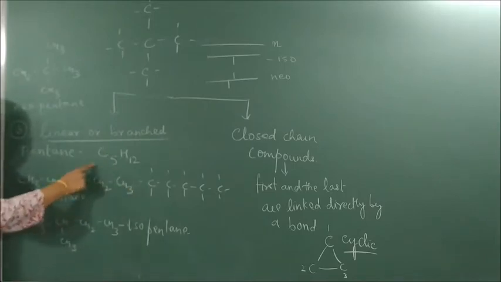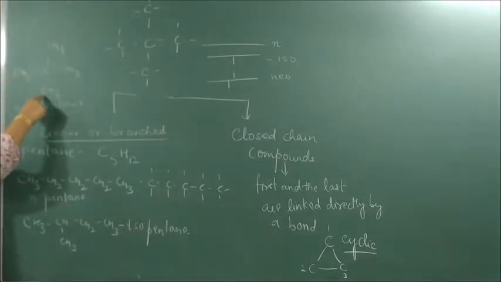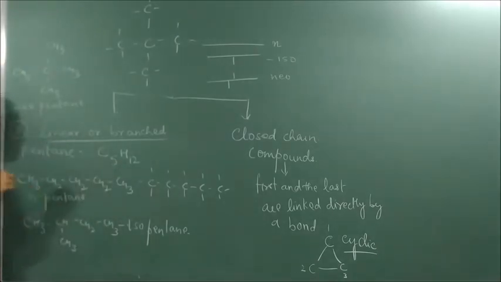Same molecular formula. This is also C5H12. This is also C5H12. This is also C5H12. Count once: 1, 2, 3, 4, 5; 3 plus 3, 6, 9 and 3, 12. So, same molecular formula but different structural formulas are called what? Isomers. And this phenomenon is called what? Isomerism. Fine? Please write the heading: Isomerism.